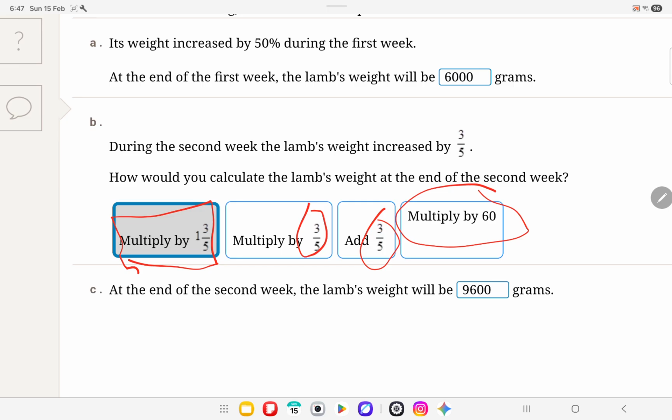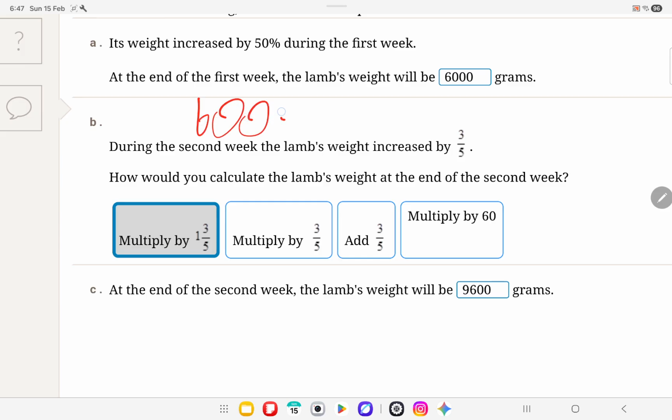So at the end of the second week, the lamb will be, we do 6,000, because after the first week it became 6,000. Then times 1, 3 over 5. We can make this an improper fraction. It'll be easier. So you just times then add. So it'll be 6,000 over 1 multiplied by 1 3 over 5, which we times then add. So it'll be 5 times 1 is 5, plus 3 is 8. So multiplied by 8 over, and the denominator stays the same, 8 over 5.